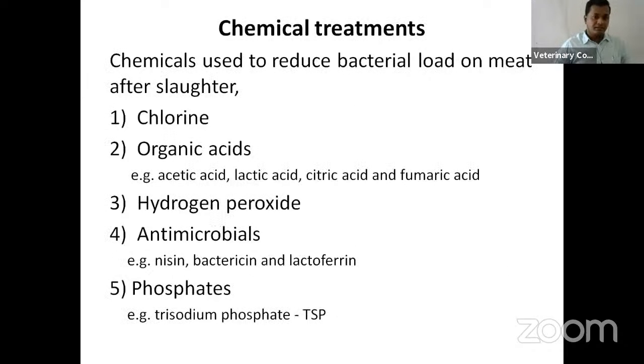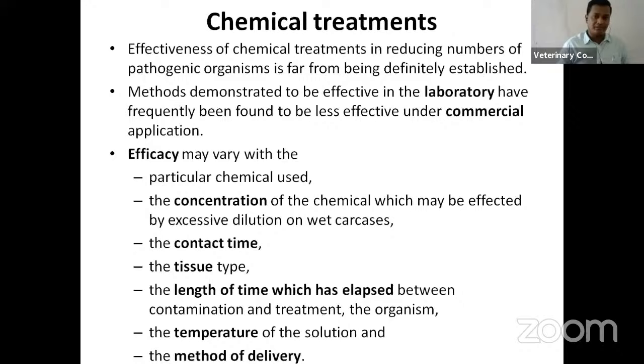There are certain chemicals that are used to achieve the decontamination process. One is chlorine. Second is organic acids such as acetic acid, lactic acid, citric acid, fumaric acid. Hydrogen peroxide, antimicrobials such as nisin, bacteriocin, lactoferrin, or phosphates such as trisodium phosphate. These are all chemical agents, food grade, that are applied on the carcass at very low concentration, and they do not have any residual issues with respect to the meat, but they attain the elimination of the pathogens from the carcass. This is what we call carcass decontamination.